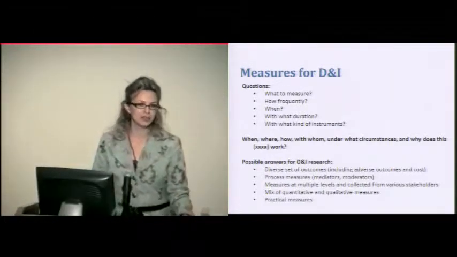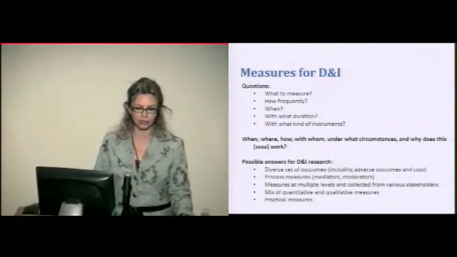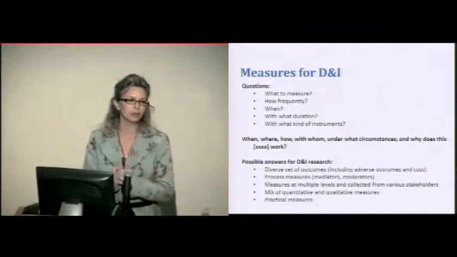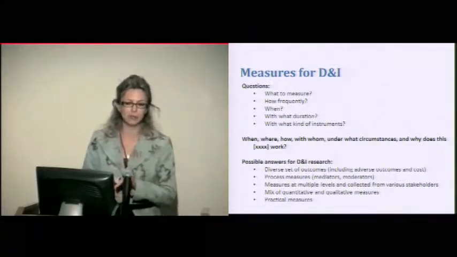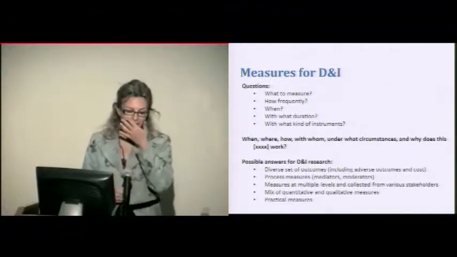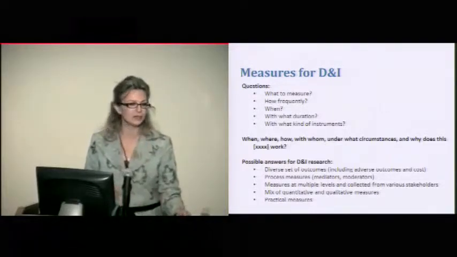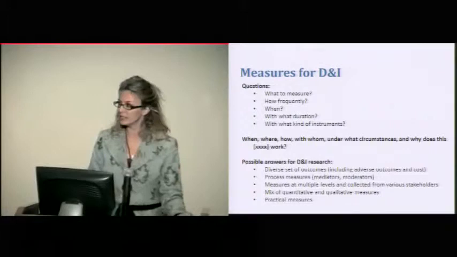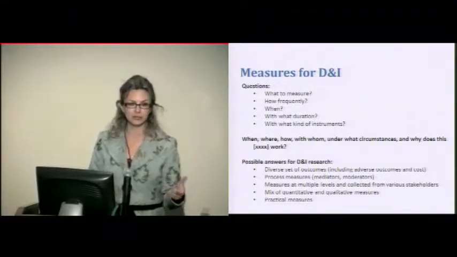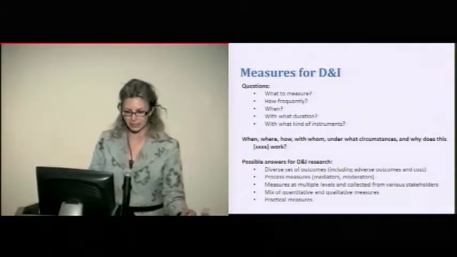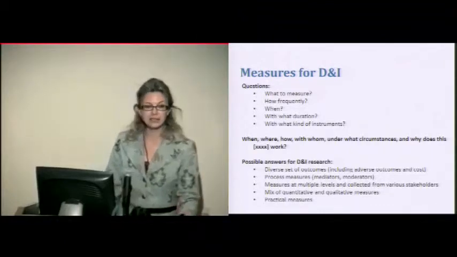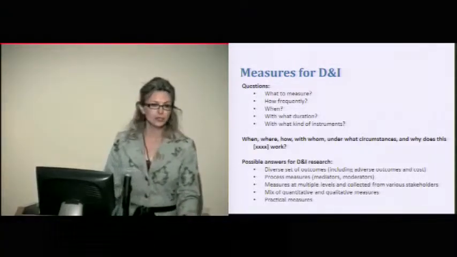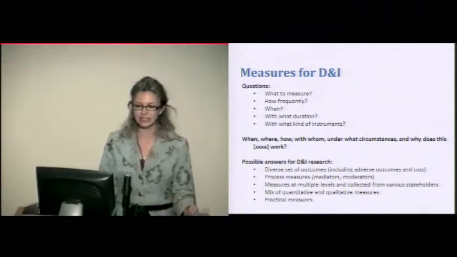We also want to be thoughtful about what kind of measures we need to collect. Usually we think about what to measure, how frequently, when, with what duration, and finally I would like to add that with what kind of instruments. This is going to be a key component of D&I research, the characteristics of the instruments or the meta information about the instruments.